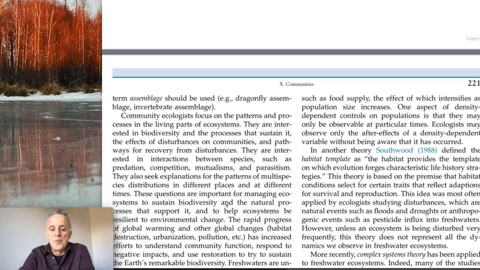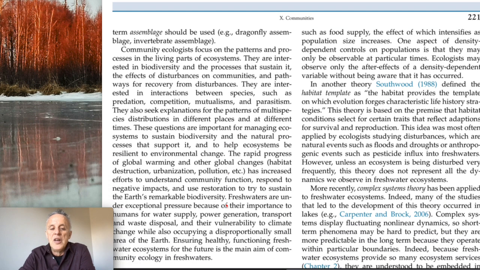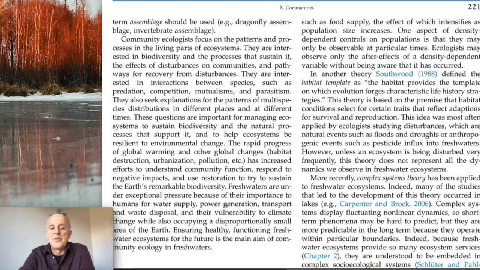Community ecologists focus on the patterns and processes in the living parts of the ecosystem. They are interested in biodiversity and the processes that sustain it, the effect of disturbances on communities, and pathways for recovery from disturbances. They are interested in interactions between species such as predation, competition, mutualism, and parasitism. They also seek explanations for the patterns of multi-species distribution in different places and at different times. These questions are important for managing ecosystems to sustain biodiversity and the natural processes that support it, and to help ecosystems be resilient to environmental change.